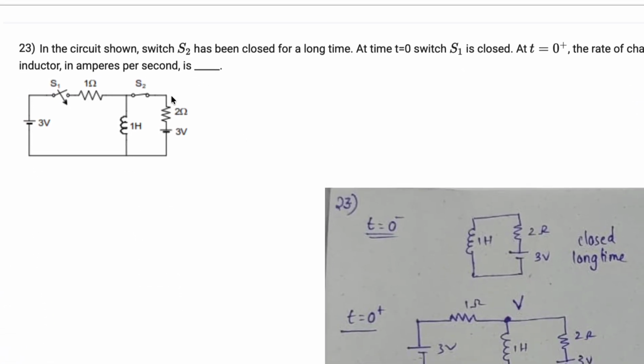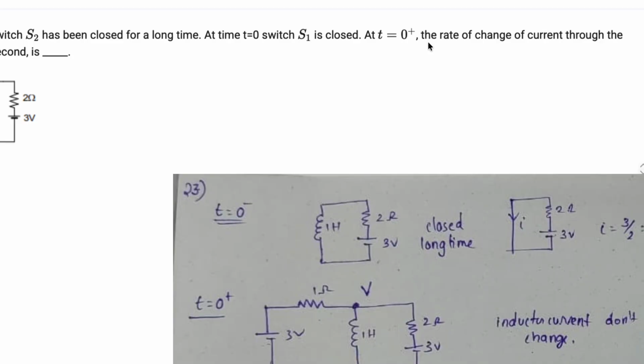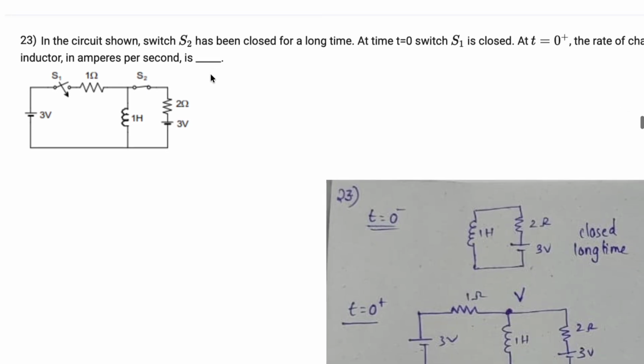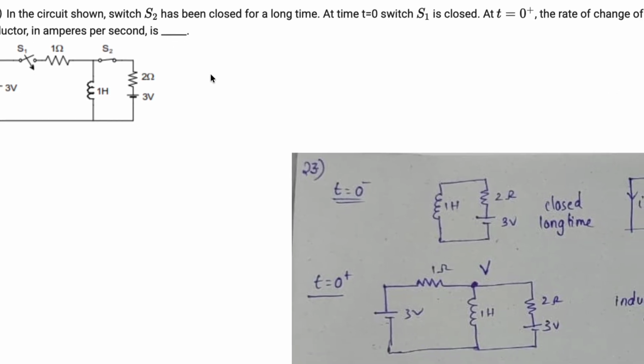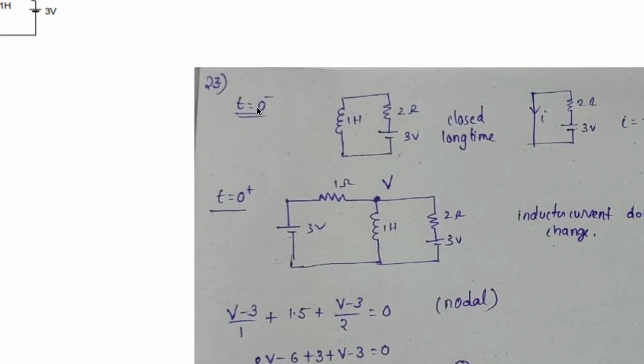It is given that in the circuit shown, the switch S2 has been closed for a long time. At time t is equal to 0, switch S1 is closed. At t is equal to 0 plus, the rate of change of current in the inductor in amperes per second is asked, which is directly asking for di by dt. So first we consider t is equal to 0 minus.